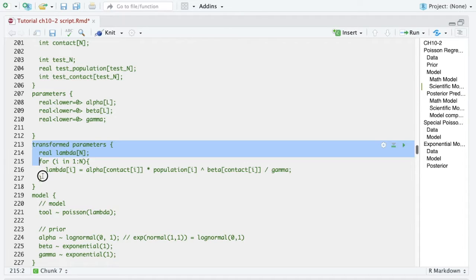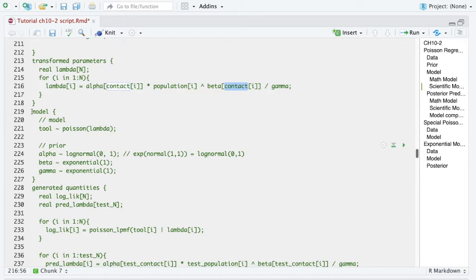So in the transform parameters part, you can see that now there's no exponential transformation in the regression equation. We just need to set lambda equal to alpha times the population to the power of beta, divided by gamma, with the index coding in alpha and beta.